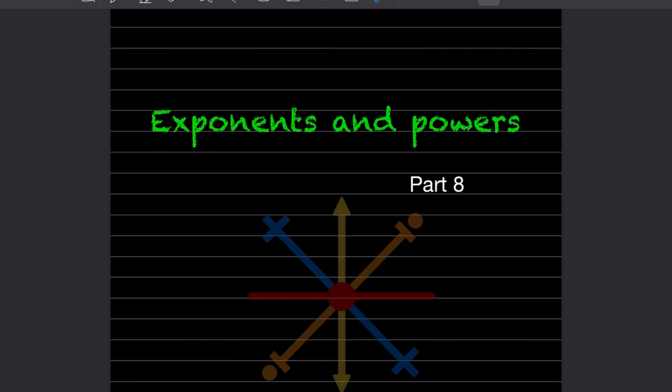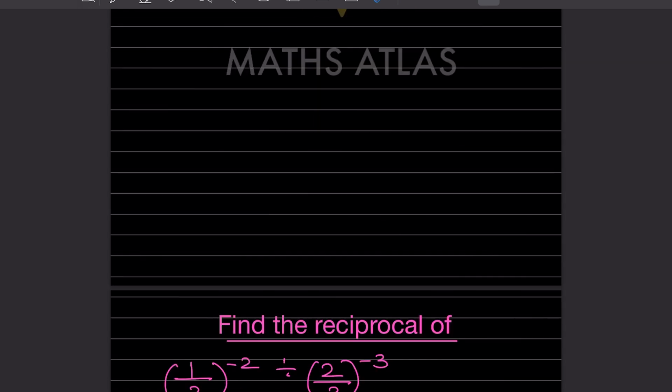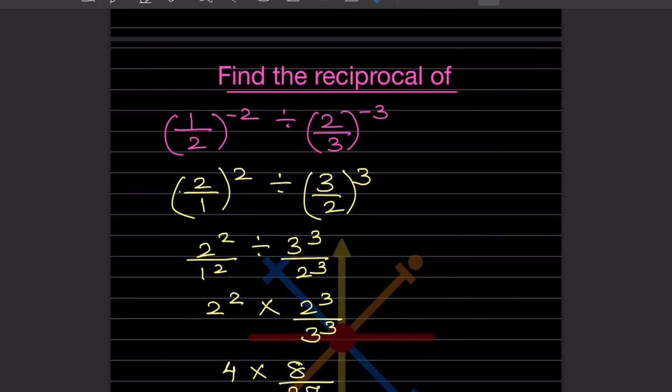So today we are going to do the next part, that is part 8 for the exponents and powers. Now let us see how to find the reciprocal of (1/2)^-2 divided by (2/3)^-3. Reciprocal means you are going to flip over. So this becomes 2 by 1, and the negative becomes positive. We keep the division sign. This gets flipped over, so this becomes 3 by 2 and this negative becomes positive 3.